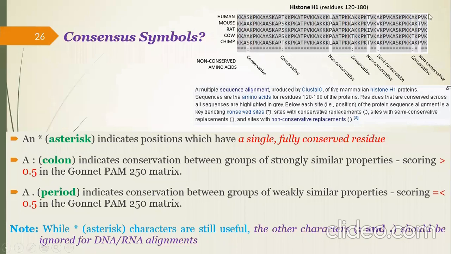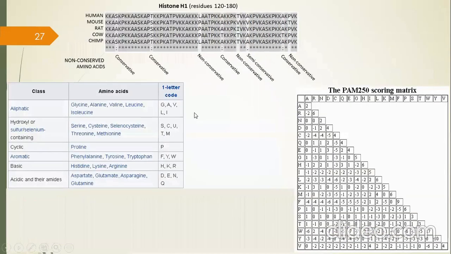Okay, and next to it, if you can see, the upper diagram is the same as on the left side. And on the right side is a representation of the PAM 250 scoring matrix. And if you can see, this one has the same amino acids. They are the two amino acid sequences, and they are aligned together.